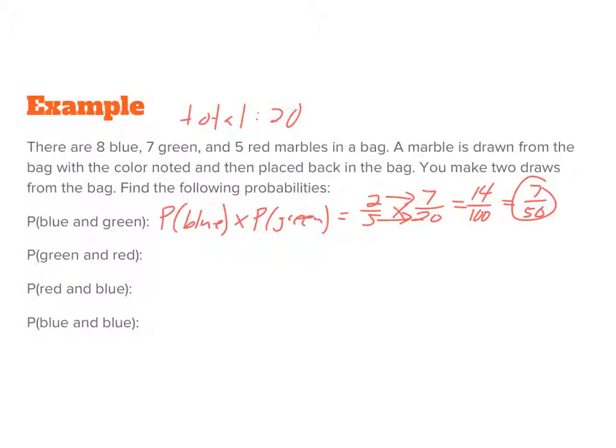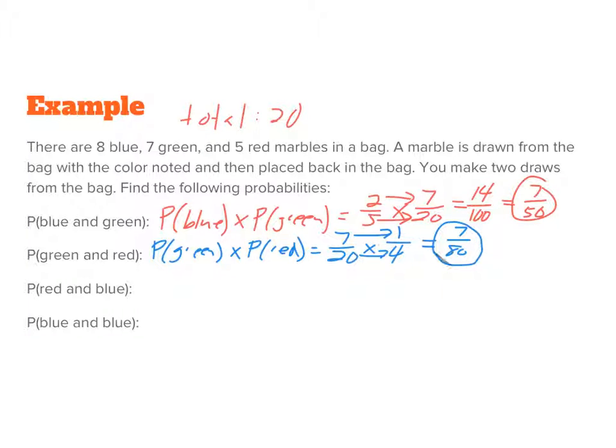I can do the same thing for green and red. So I need to find the probability of green times the probability of red. So if I draw green, that probability is 7/20. The probability of red, there are 5 red out of a total of 20, but I can simplify that down. 5/20, I can take a 5 out of both, and that'll simplify it down to 1/4. So now I can multiply straight across. 7 times 1 is 7. 20 times 4 is 80. The probability that I draw a green and a red is 7/80.